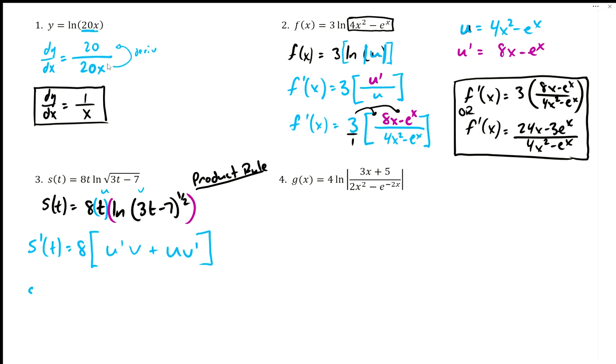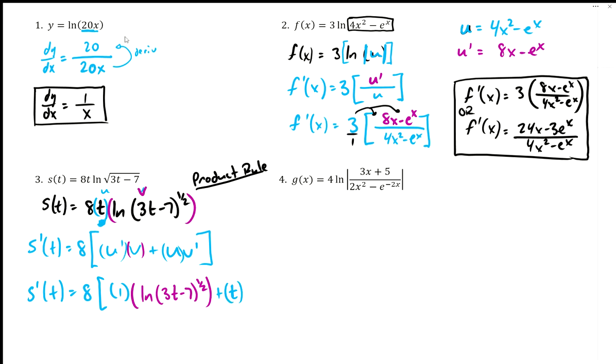Okay, so we've got, let me keep it in blue. So we've got s prime of t is 8. And then now I'm looking at my u prime. Okay, so the derivative of t is 1. And then we'll put all of v in. Okay, so all of that is the ln of 3t minus 7 to the half. There we go. And then we have plus u here. Let me use parentheses. U is just t that I underlined again.